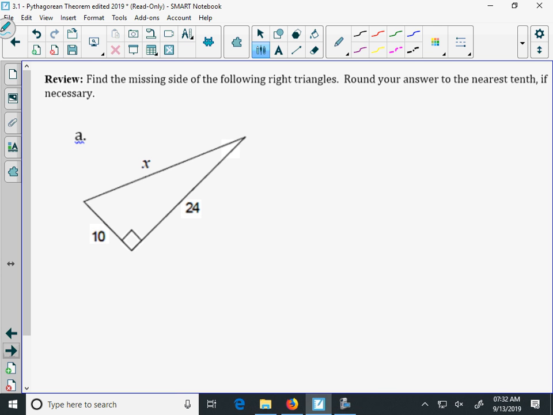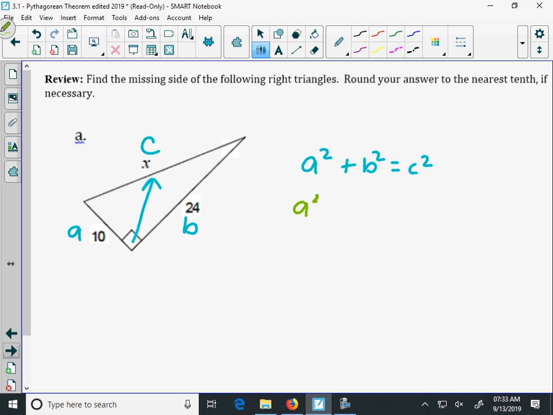Okay, so I like to label my C first. I label my hypotenuse. I start at my right angle, and I go across from it. That is my C. I label that first. And then my other two sides are my A or my B, but it doesn't matter which one you make A and B. I'm just going to do that. You could have made 10 B and 24 A. That does not matter. But your C has to be X. Right? And then we just plug those values into the Pythagorean theorem.